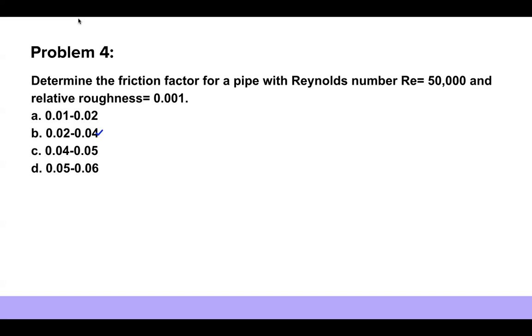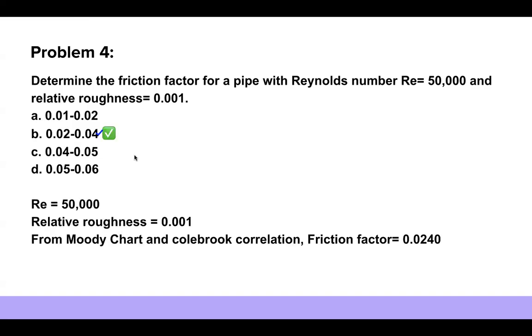Yeah, I've got an answer here. So let us discuss. The Reynolds number is 50,000 and the relative roughness is 0.001. What we need to find is the friction factor. So the answer is basically B. Yes, what you got is right. The actual friction factor is 0.0240.